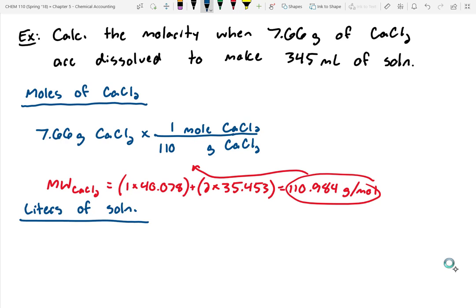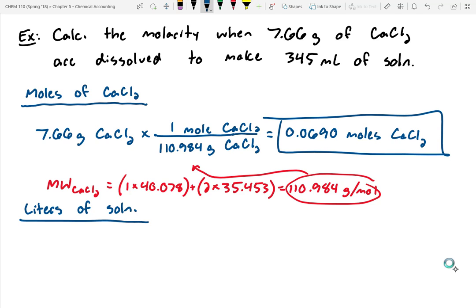So what we can do is now take this value, plug it in up here, say, all right, this is 110.984, and when we do this, I'm getting an answer of 0.0690 moles. Is that what everybody else got? Yes. Okay. Of CaCl2. So we've got this first half done, not too bad.